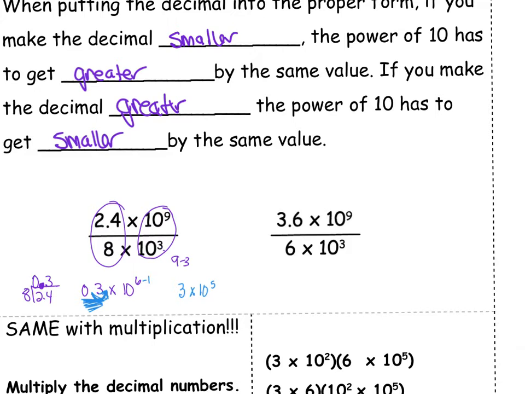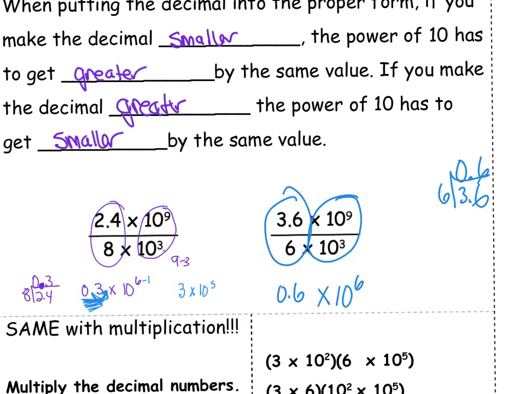So over here, I'm going to deal with this first. I'm going to write it off to the side. 6 goes into 3 0 times, 36 6 times. So I have 0.6. 9 minus 3. I need to make this 1 greater. So I have to make this 1 less. So that means I have 6 times 10 to the 5th.